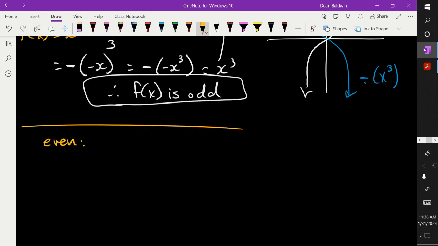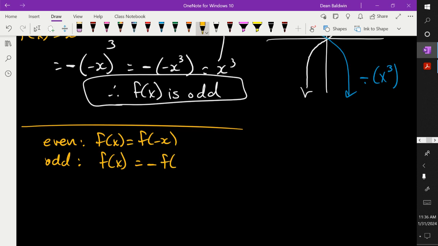Even means f of x is equal to f of negative x, and odd means f of x is equal to negative f of negative x. Now you're like, what's the point of these? These will help us later on, especially when we get into integration. If you know a function is even or odd, you don't have to do the whole thing.